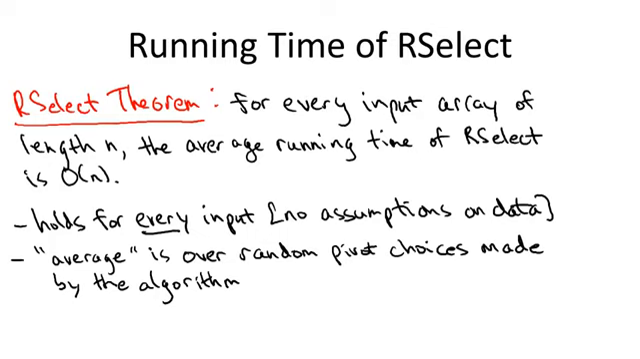I want to reiterate the same points I made about quicksort. The guarantee is the same. It is a general purpose subroutine. We make no assumptions about data. This theorem holds no matter what the input array is. The expectation, the average that's in the theorem statement, is only over the coin flips made by the algorithm, made inside its code of our own devising.